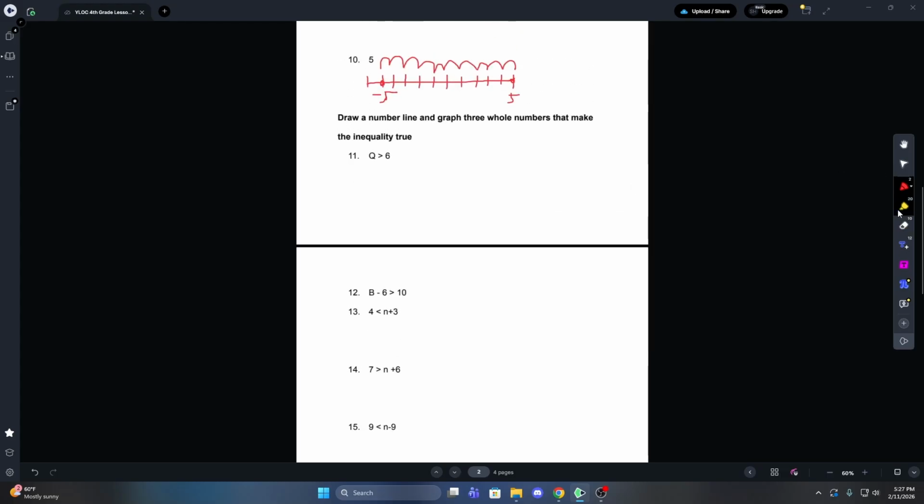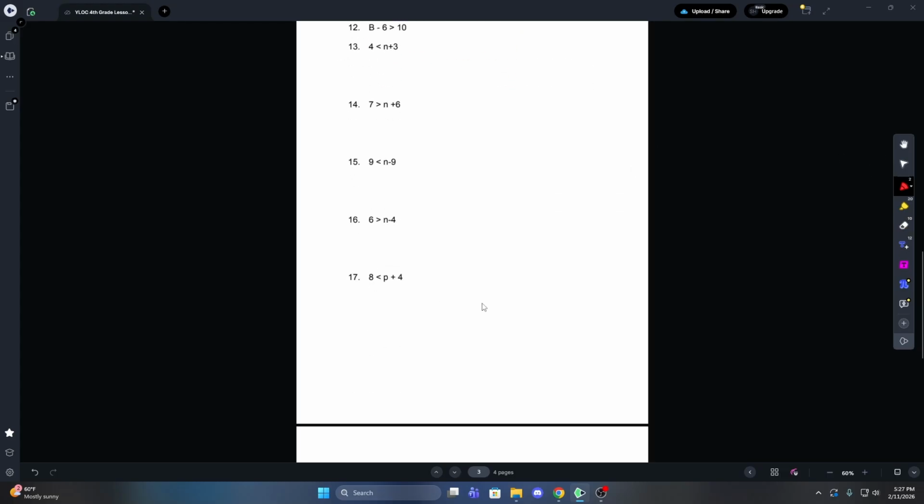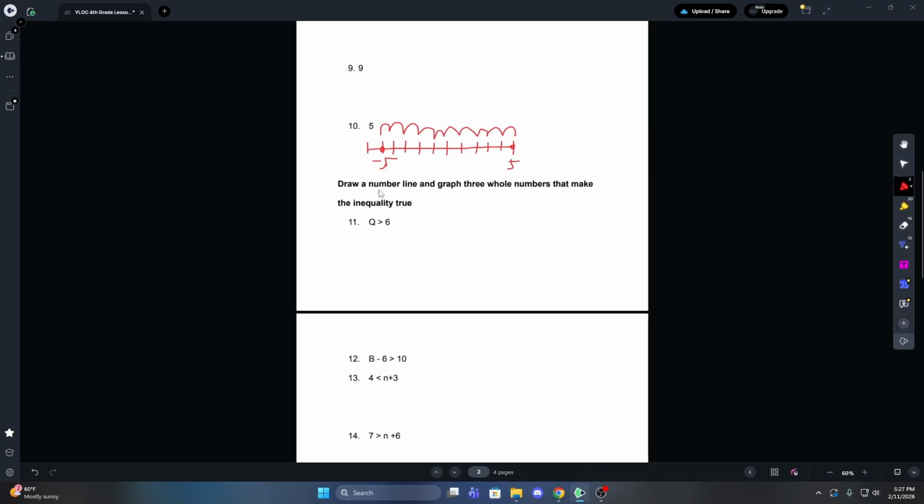All right, for this one, let's just try to go over everything here because this is a valuable lesson. Draw a number line and graph 3 whole numbers that make the inequality true. Inequality means greater than, less than, or equal to, right? Your alligators, if you remember that way, the alligator eats the bigger thing, right? So here, Q, our variable, is greater than 6. So 3 whole numbers that are greater than 6 must be plotted.